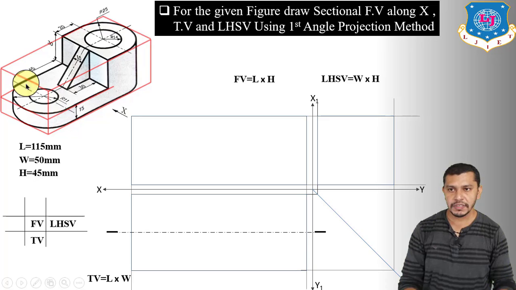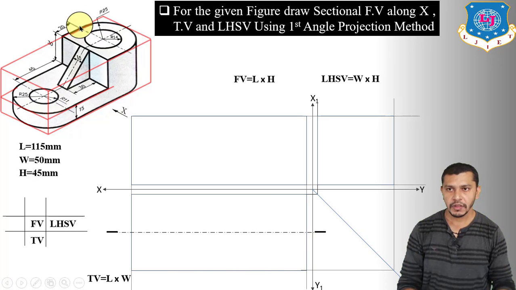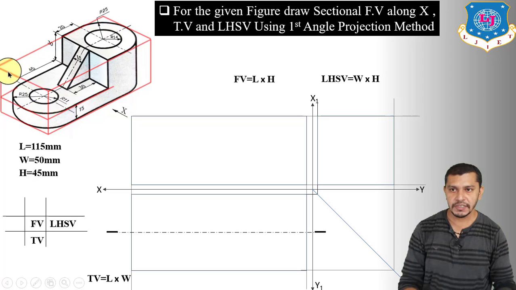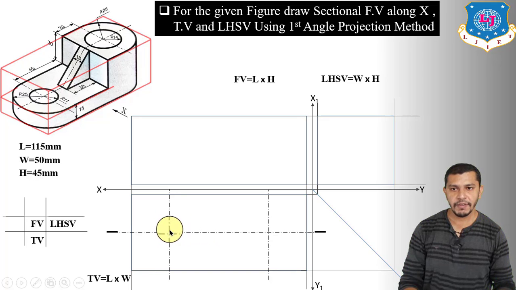Now we have to show the centers of the circles. 25 mm from this edge, and 25 mm from this edge, we have to show the centers of the circles. So these will be the centers of this circle and this circle. Observing from the top view, we will get the circles over here. Now from the center, measure the radius of 25 mm and draw the circle. From the center, measure the radius of 25 mm and draw the circle over here.